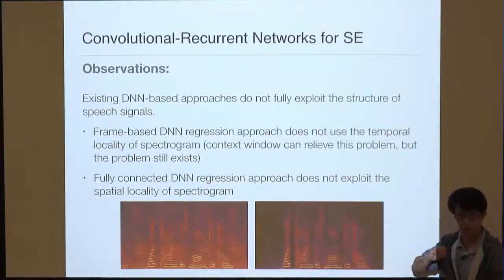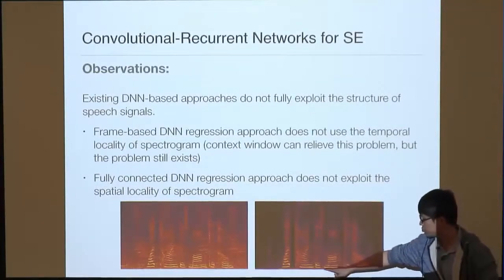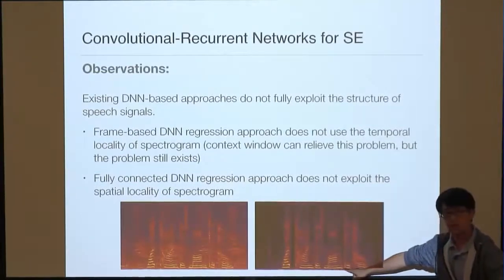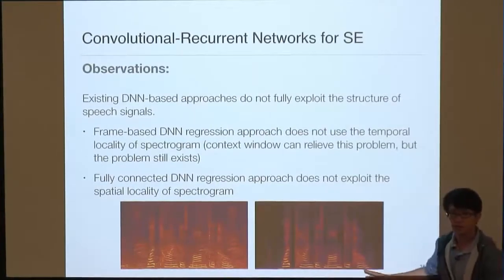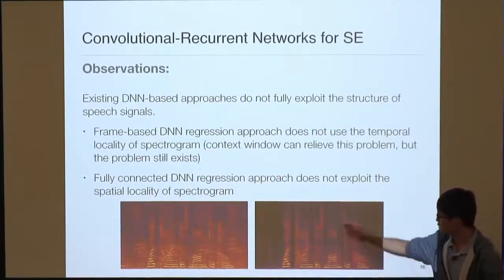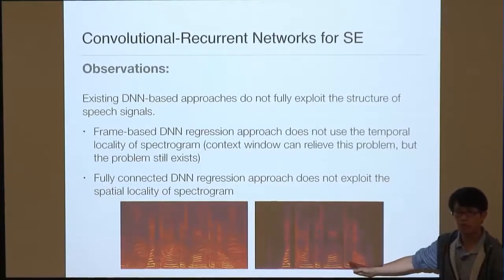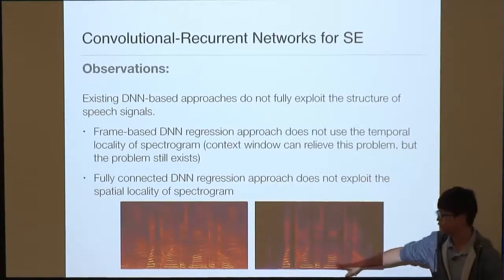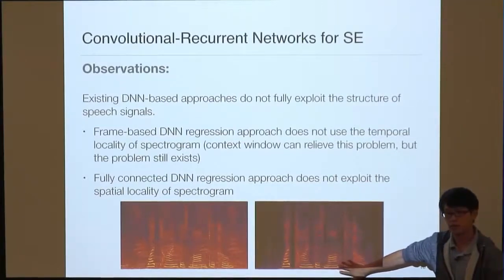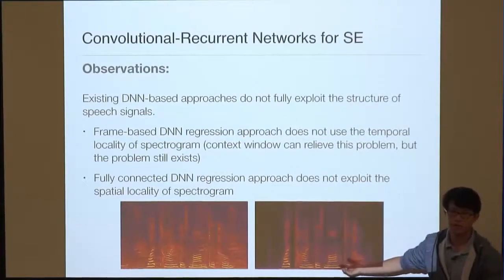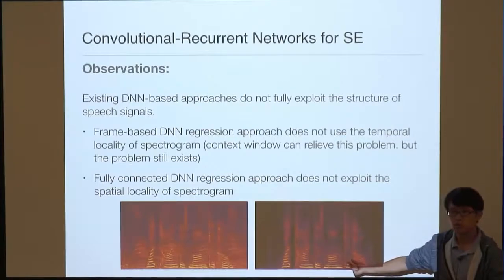For example, let's check the clean spectrogram. It's clear that if we check this yellow line, it has a continuity along the time dimension. But if we just use frame-based DNN regression to solve this problem, it may lose that, because it does not have the context information. It cannot fully exploit the structure of the problem.